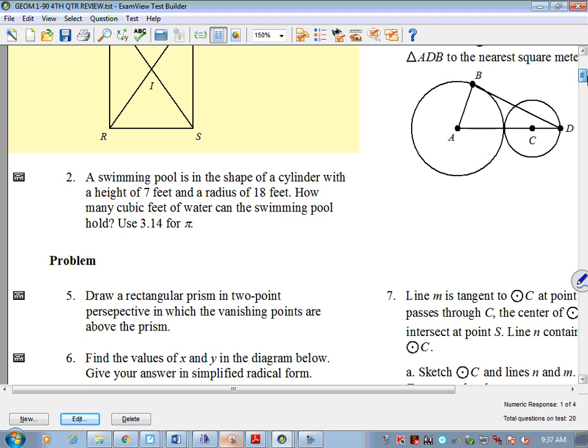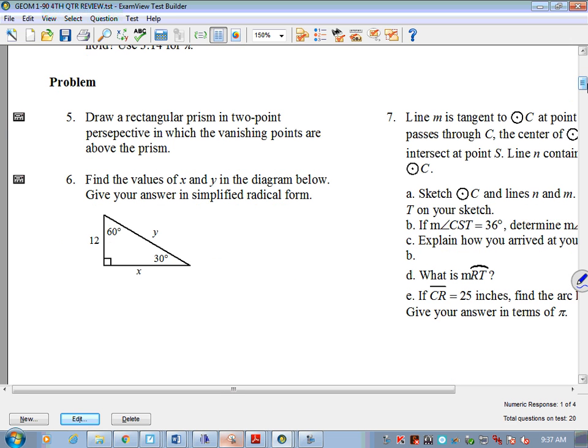Let's go back up to number 6. Okay? Find the values of x and y in the diagram below. Give your answer in simplified radical form. All right, notice it's a 30, 60, 90 triangle. I think that you've seen a question very similar to this, if not this exact question on your last test, right? Maybe I'm thinking of Algebra 2, but I think on your last geometry test.